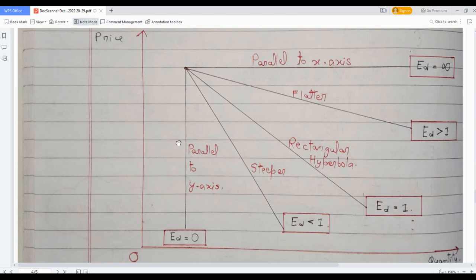The curve where the ED is less than 1 shows a steeper curve. The middle one where ED is equal to 1 shows a rectangular hyperbola. And the curve where the ED is greater than 1 shows a flatter curve.